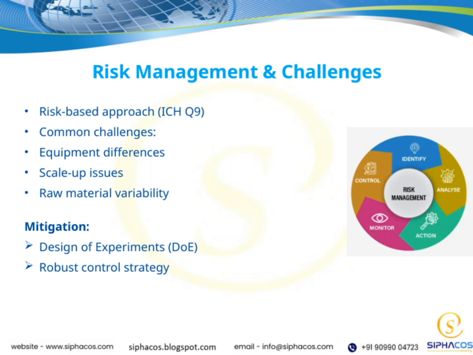To address these challenges, we use strategies like design of experiments, or DoE. This helps us understand how different variables interact and influence our outcomes, enabling more robust process development. Additionally, having a robust control strategy is key. It involves setting up controls and monitoring points that can quickly detect and correct deviations, ensuring our process remains stable and our product stays within specifications. Ultimately, by integrating these risk management tools and strategies, we can better navigate the complexities of manufacturing, ensuring safety, quality, and efficiency throughout the process.